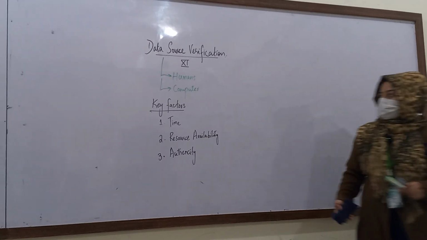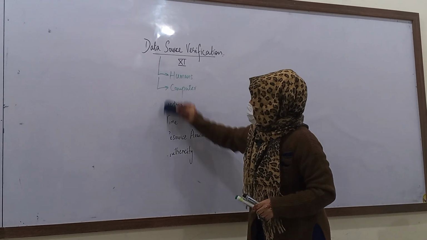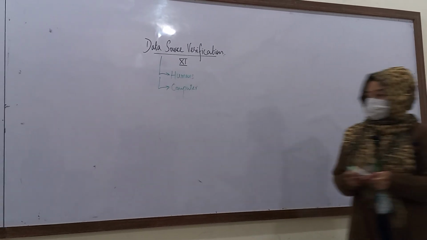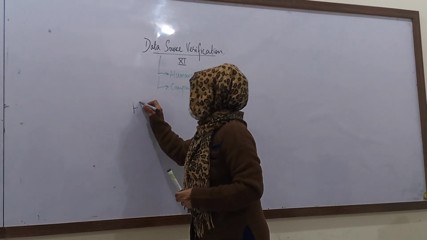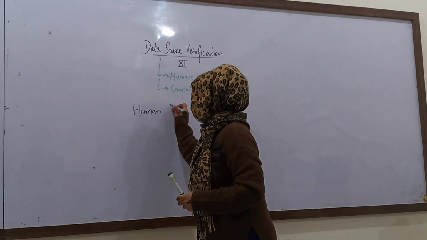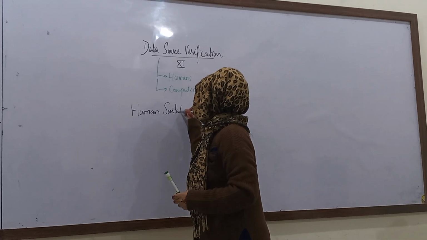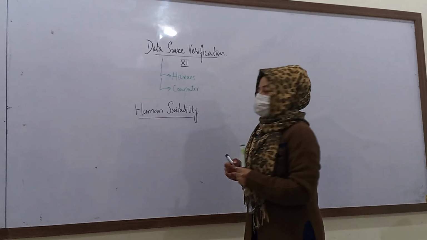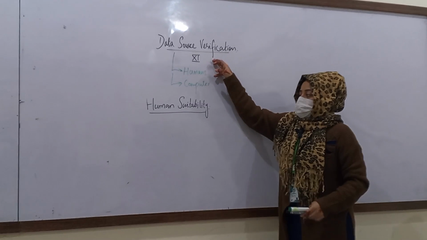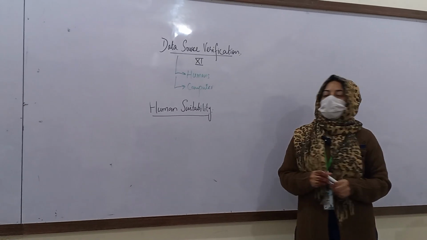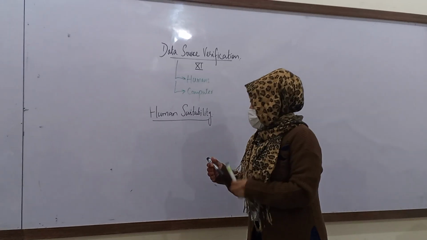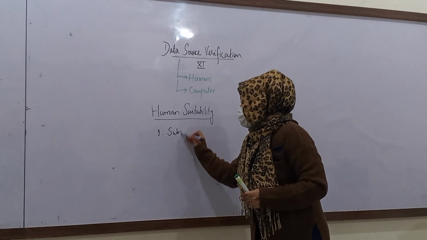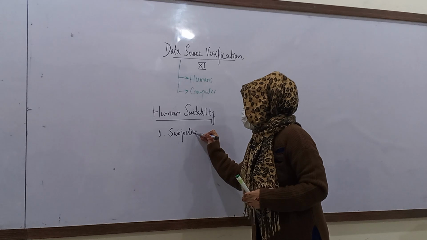Right? Now, we are going to learn where humans are more suitable for data verification. We are going to learn human suitability. So there are certain procedures in which verification of data can only be done by humans, not by computers. For example, number one, tasks such as subjective judgment.